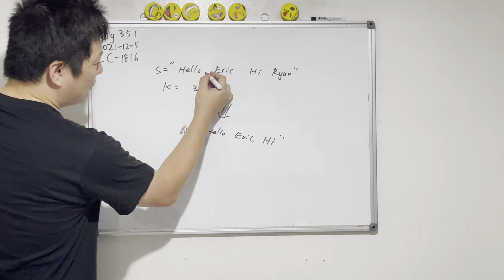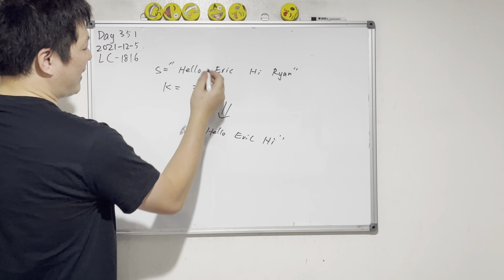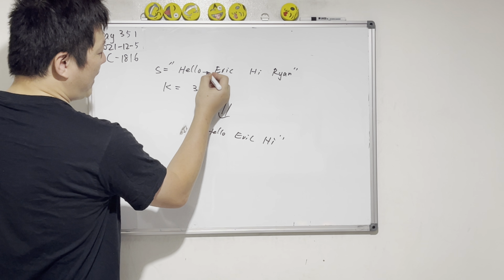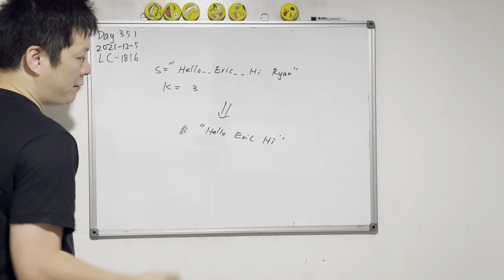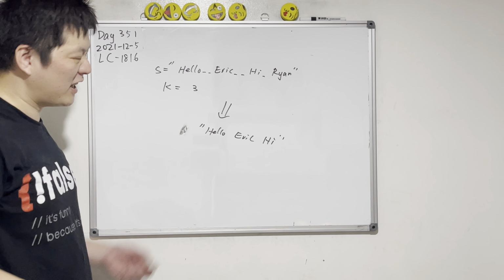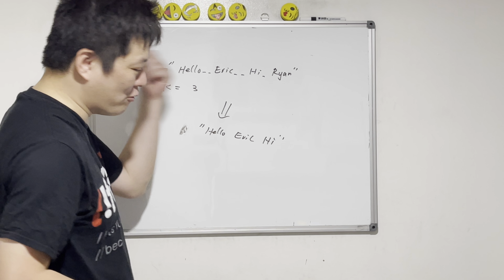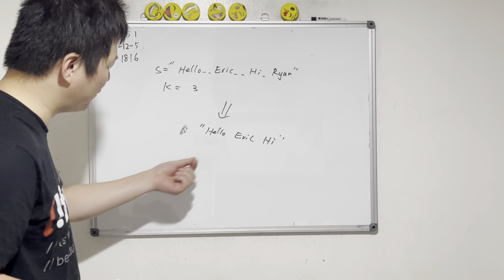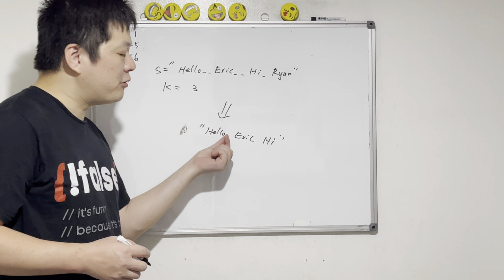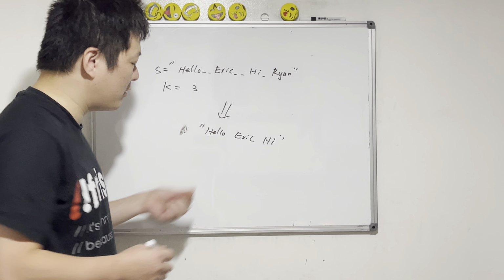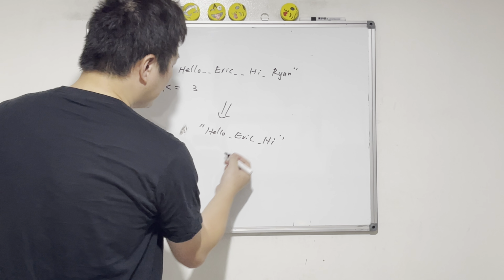So look, there's one tiny thing: there may be extra spaces. The input may have multiple spaces between the words, and we need to be able to handle that. We need to return only a single space between words.